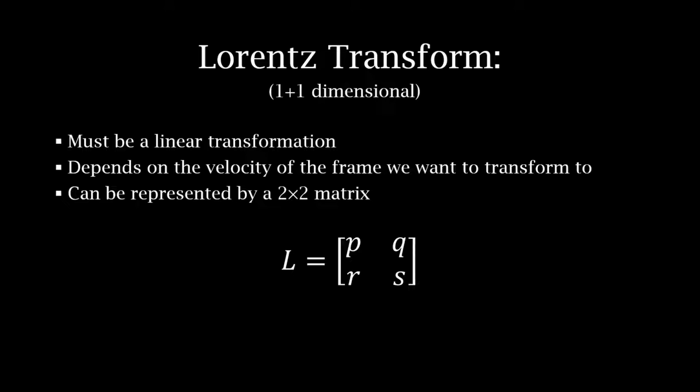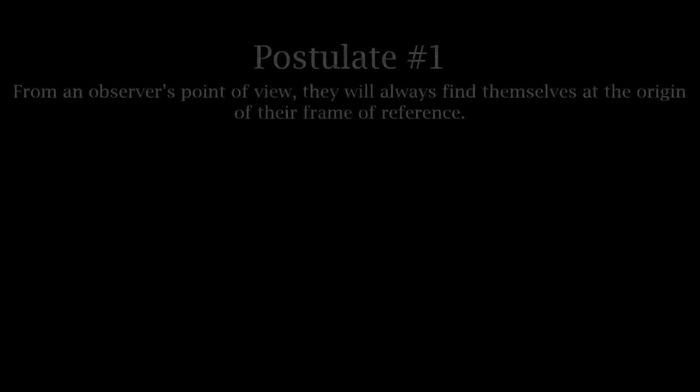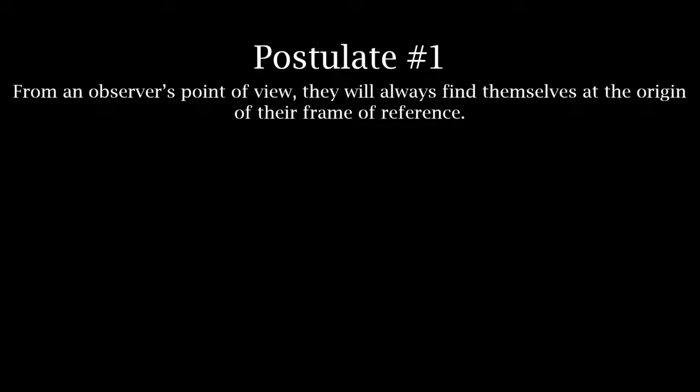But how? Don't we need four different equations to solve for four variables? Well, we don't have them in mathematical form right here and now, but with a little bit of thinking using our rules of relativity, we can derive four postulates from which we can derive the transformation. For example, here's postulate number one. From an observer's point of view, they'll always find themselves at the origin of the frame of reference.